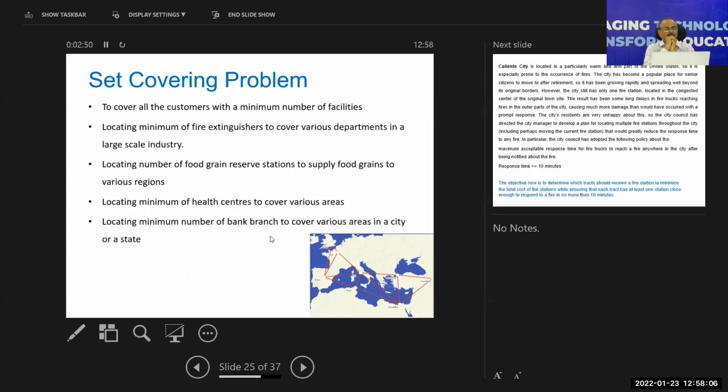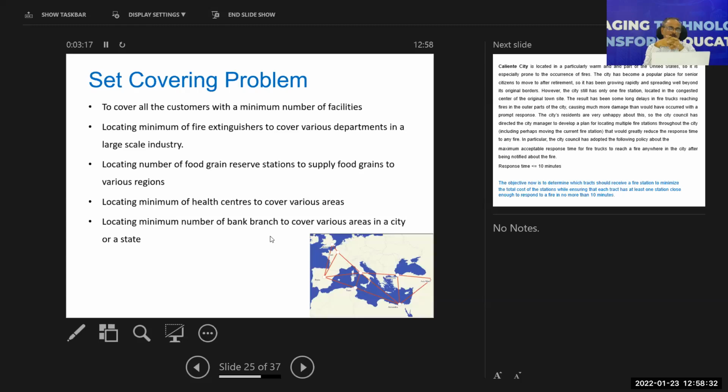Can you think of any situation where it will involve a kind of set covering problem? Fire station, sir. Fire extinguisher, of course. Courier office. Emergency situation, then? All the police station. It may be a police station.